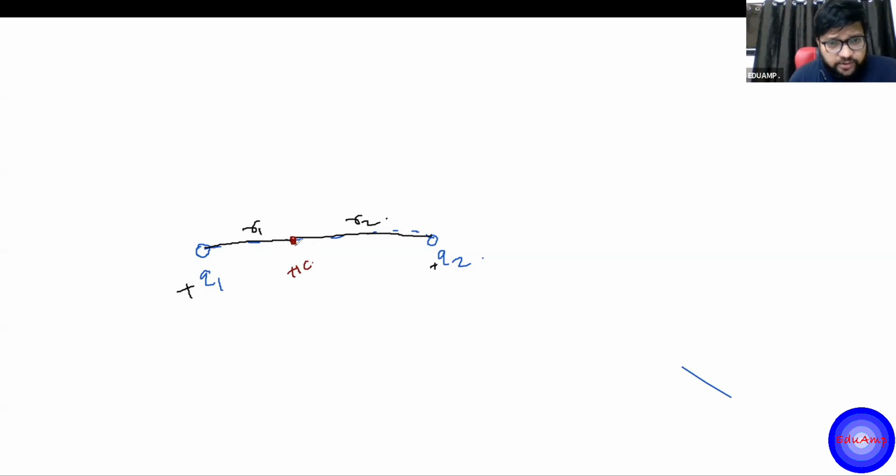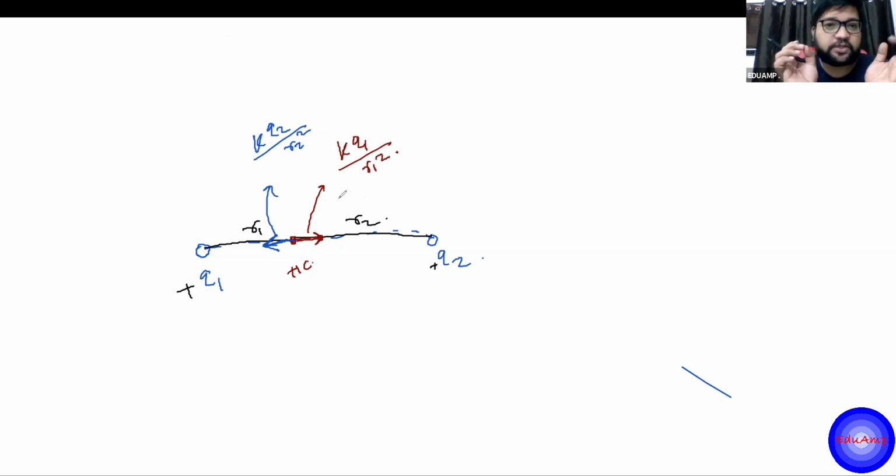So there are two charges in this case. Due to Q1, it will feel a force in this direction, and due to Q2, it will feel a force in this direction. The force in this direction will be K Q2 upon R2 square, and the force in this direction will be K Q1 by R1 square. So what is the net force at that point on that 1 coulomb charge? Some force is in this direction, some in the other. The net force I can say is K Q2 by R2 square minus K Q1 by R1 square.